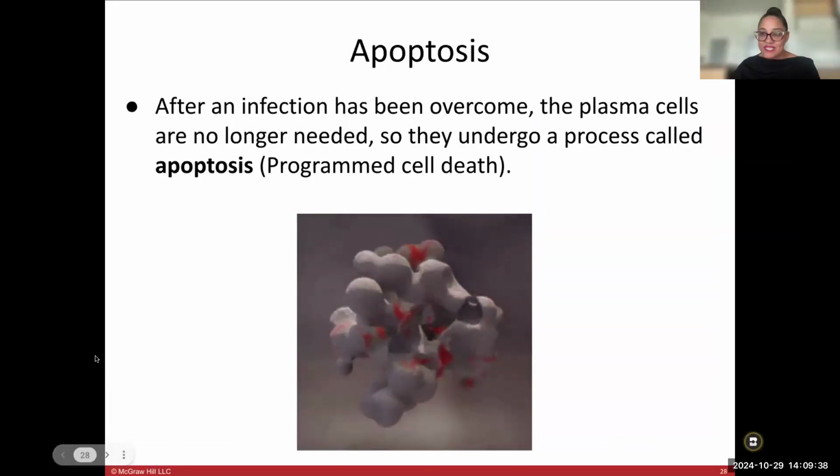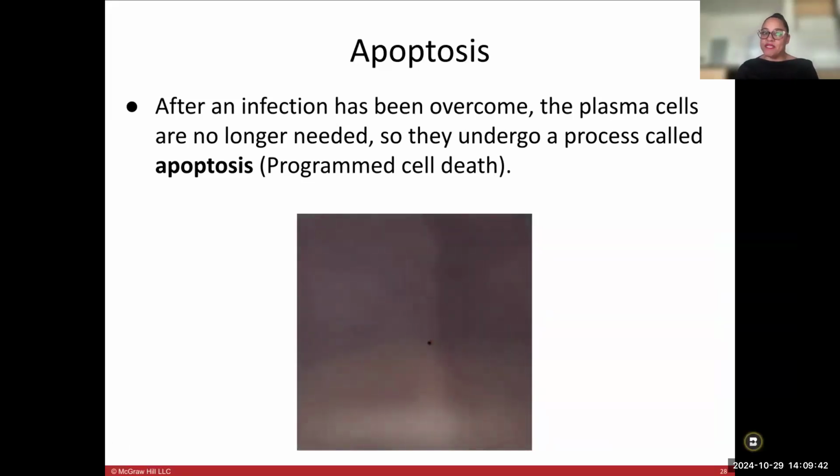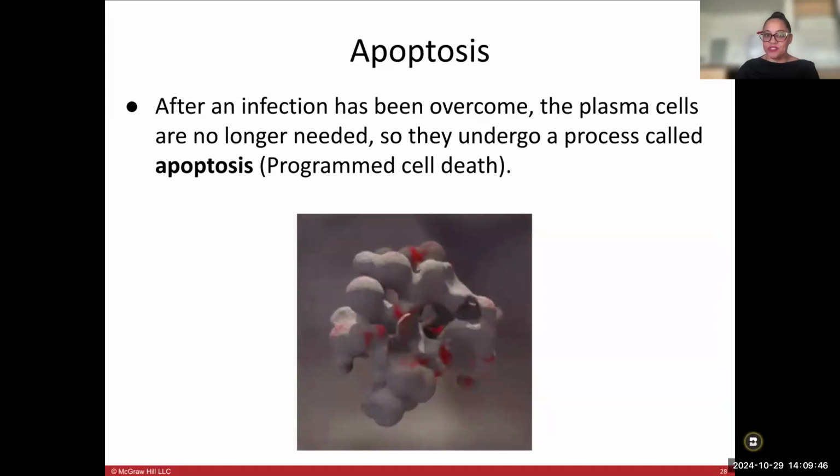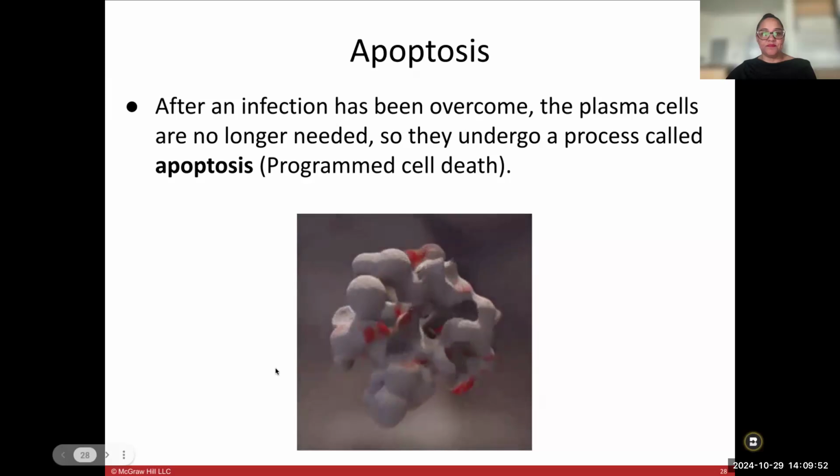So apoptosis, I mentioned it a little bit ago. But after an infection has been overcome, the plasma cells are no longer needed. They undergo a process called apoptosis, which is just programmed cell death. They commit suicide so as not to infect anything around them.